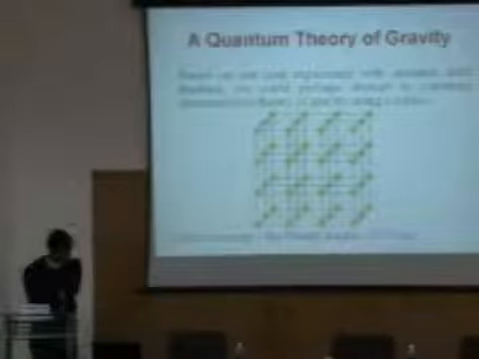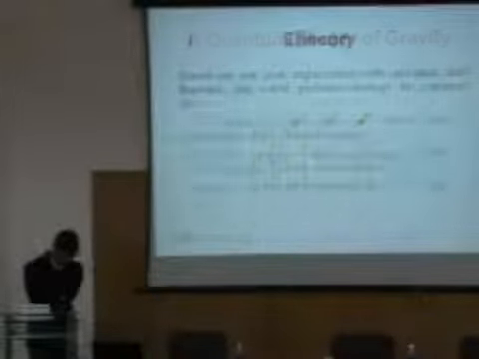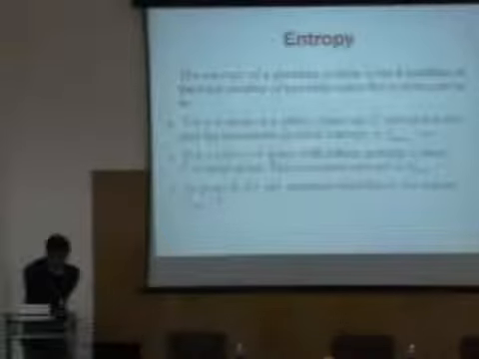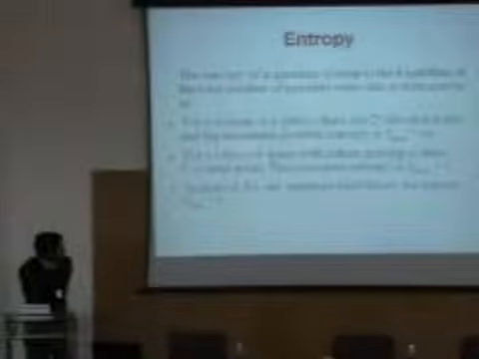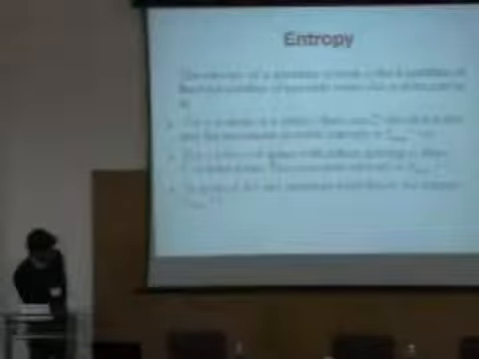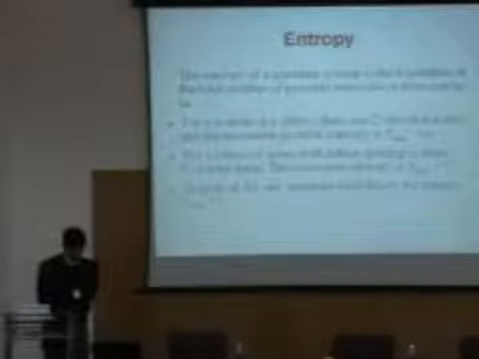And to answer this question, let's recall the definition of entropy. Again, the entropy of a quantum system is the log of the total number of states the system can be in. So say we had n qubits. There are 2 to the n allowed states. So 0 or 1 for each qubit. So the total entropy is log of 2 to the n, which is proportional to n.